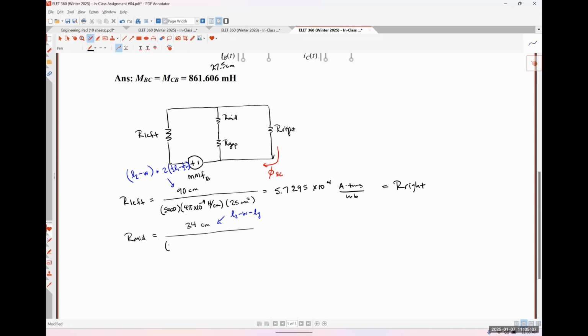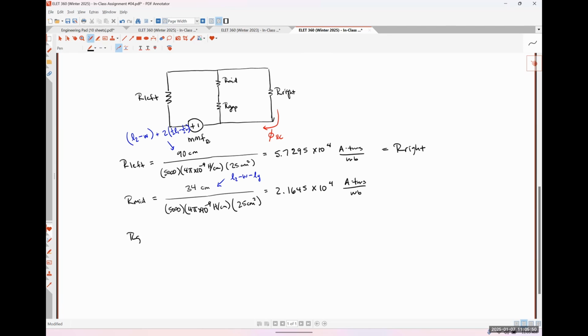Our core permeability is still 5,000 mu naught, so 4 pi times 10 to the minus 9 henries per centimeter. Our area is still 25 centimeters squared. So 34 over 5,000 times 4 pi times 10 to the minus 9 times 25. And I get 2.1645 times 10 to the 4 amp turns per Weber.